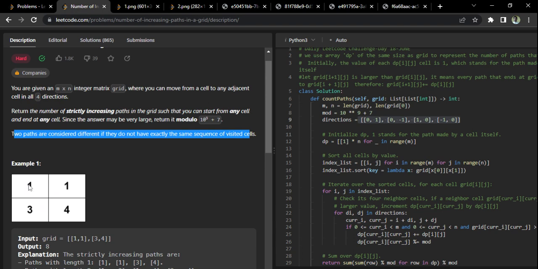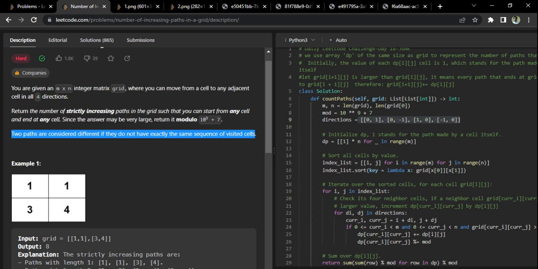Same sequence of visited cells means if you calculate all the cells which are visited, they should not be the same for two paths. Only then the two paths will be considered different. That's the basic idea. I know this statement is a bit ambiguous, but when you see the example, this will become very clear. So please hold on for this statement.